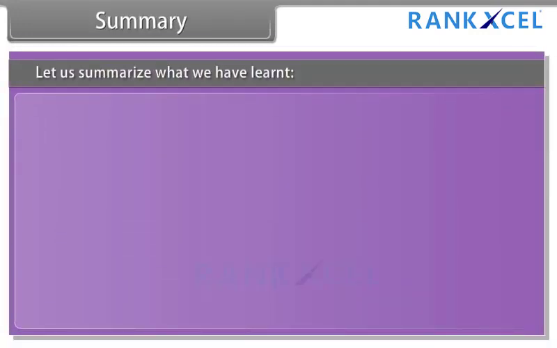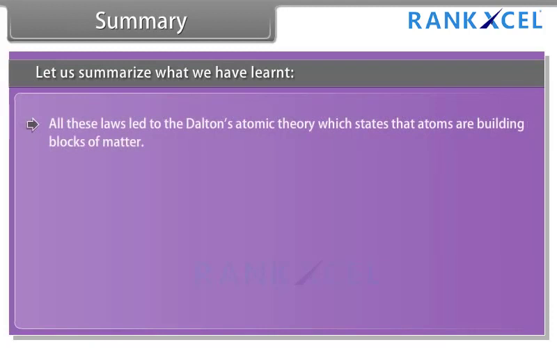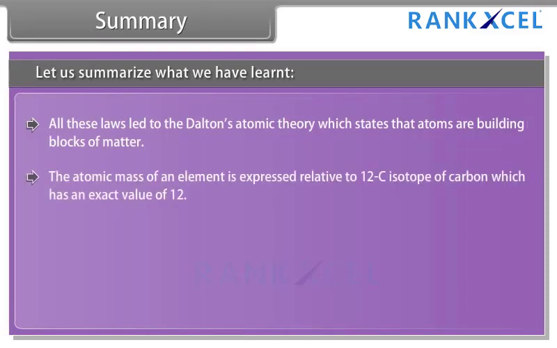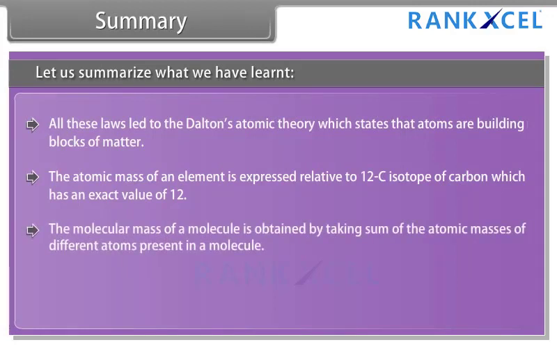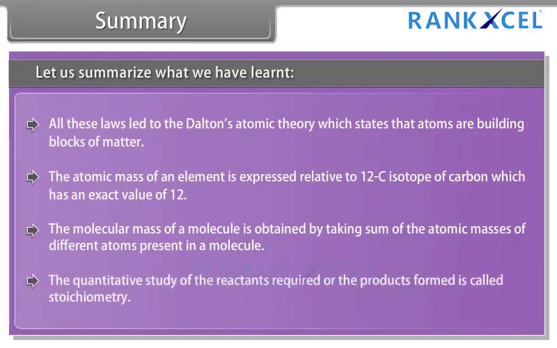Summary. Let us summarize what we have learned. All these laws led to the Dalton's atomic theory, which states that atoms are building blocks of matter. The atomic mass of an element is expressed relative to the 12C isotope of carbon, which has an exact value of 12. The molecular mass of a molecule is obtained by taking sum of the atomic masses of different atoms present in a molecule. The quantitative study of the reactants required or the products formed is called stoichiometry.